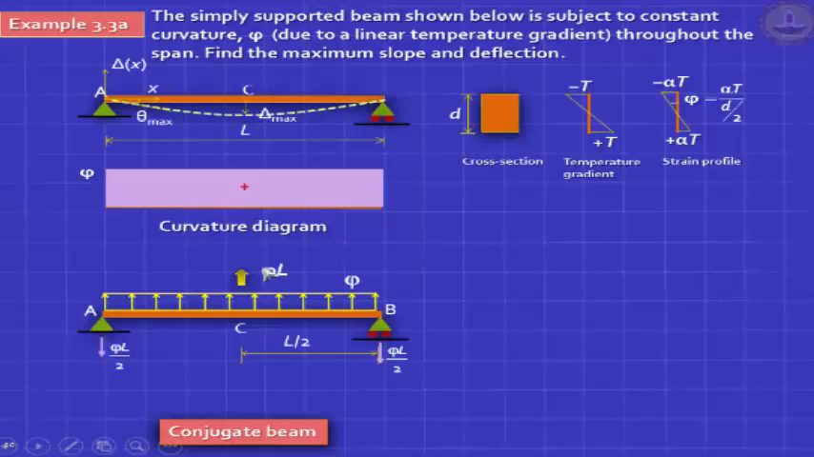The load is acting upward. Why? Because the curvature is positive. You remember Q by definition pointing upwards is positive. So the reaction should point downwards. And what are these two reactions, by the way? These two reactions are a measure of the shear force. And what does the shear force mean? Shear force is nothing but the slope. So your first answer you've got: the maximum slope is given by the maximum shear force, the reaction in the conjugate beam, which is phi L by 2, very easy. And phi, by the way, is alpha T divided by D by 2.